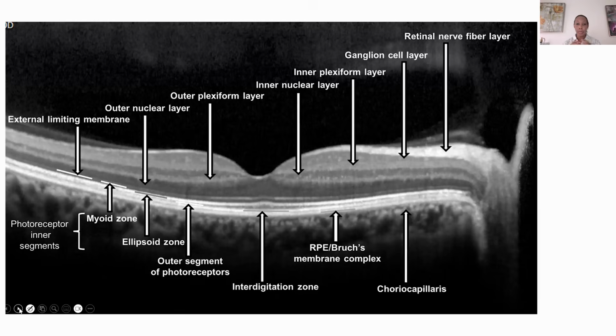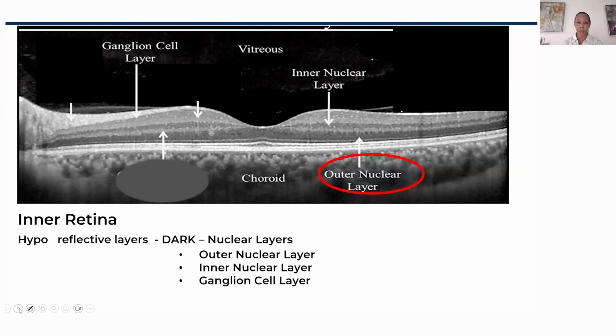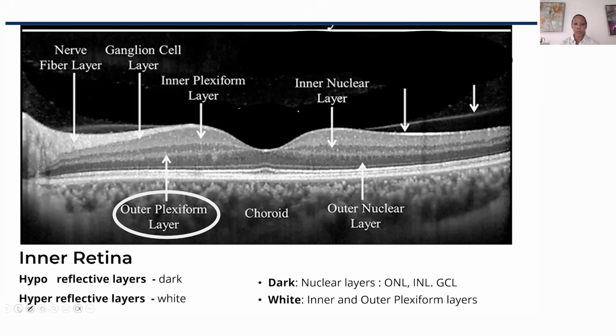So just the key things for the inner retina: the hyporeflective layers, which are dark, are the nuclear layers. The outer nuclear layer, inner nuclear layer, and your ganglion cell layer. So that way you can orientate yourself when you're looking at your OCTs. For the inner retina, the hyperreflective layers, or the white layers, are the inner and the outer plexiform layers. All right, so you can see that pattern.